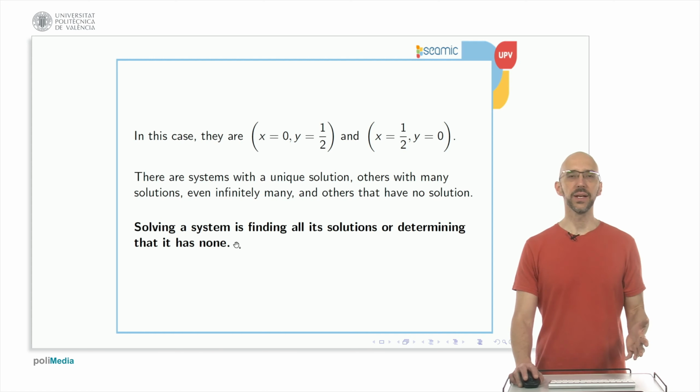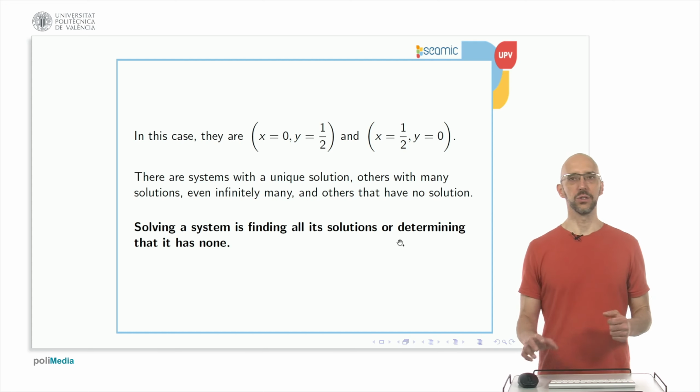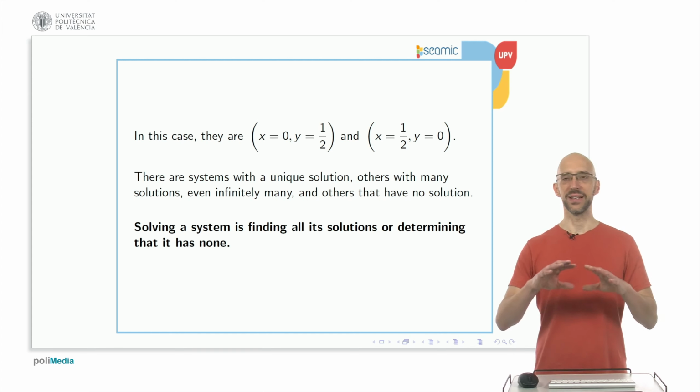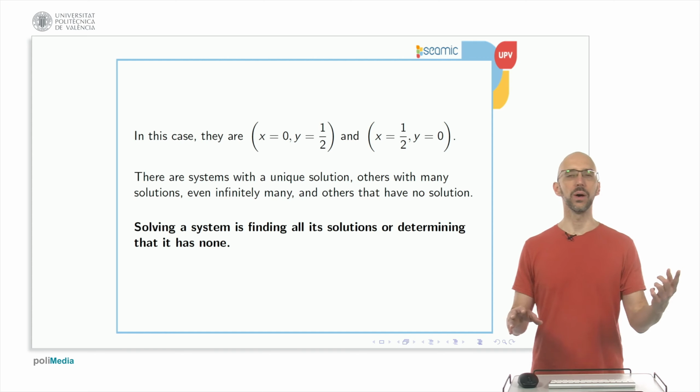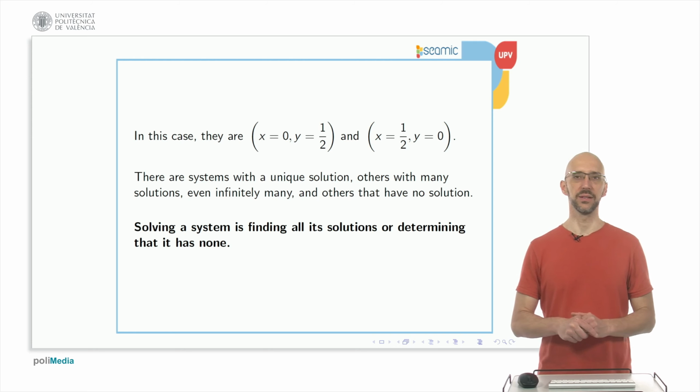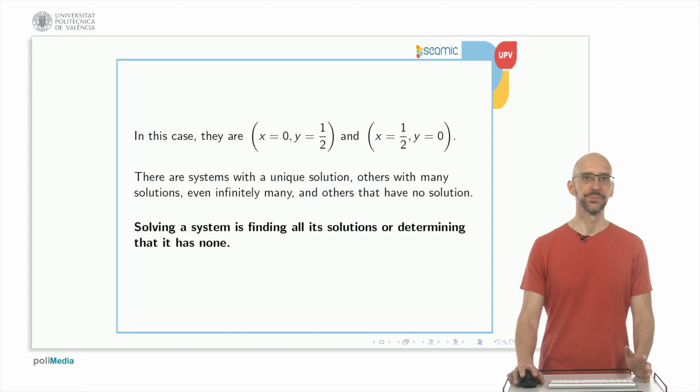So solving a system is defined as finding all its solutions or finding out that it has none. When we refer to solving a system, we need to find all possible solutions. It doesn't matter if there is only one solution, an infinite number of solutions, or, as this sentence says, finding out that there is no solution.